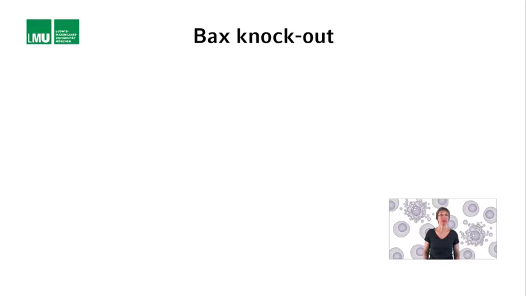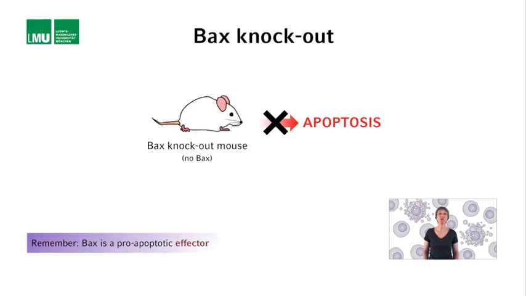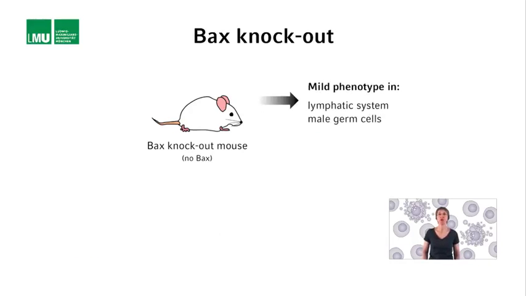Mice were generated that lack the gene that codes for Bax. These mice are referred to as Bax knockout mice. The expectation was that in those mice, apoptosis should be blocked because the Bax protein can no longer be made. However, that was not the case. The Bax knockout mice showed a very mild phenotype. Some mild phenotype in the lymphatic system and some mild phenotype in male germ cells. Much of apoptosis that occurs during development and throughout adult life still happened just fine.